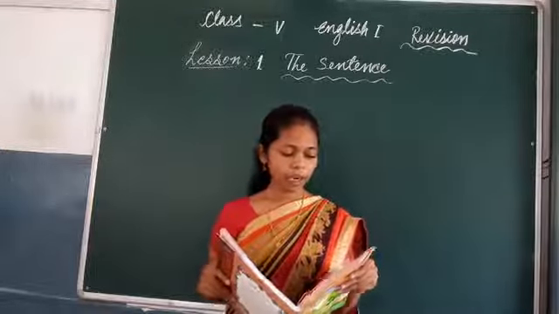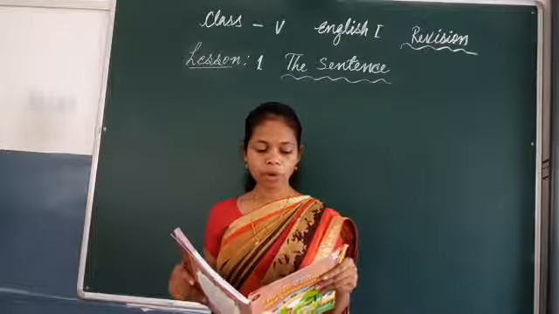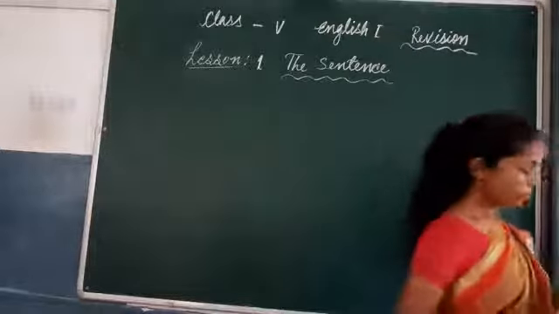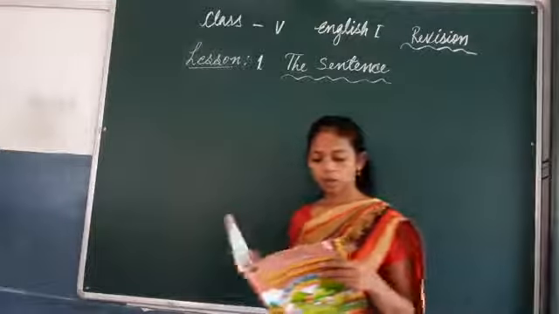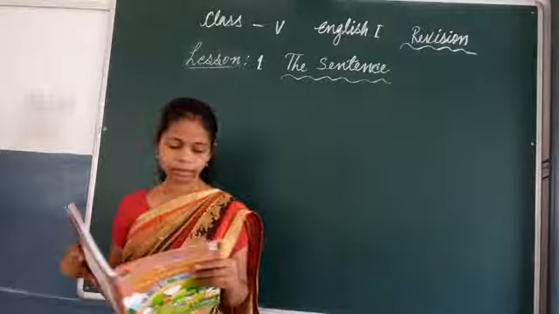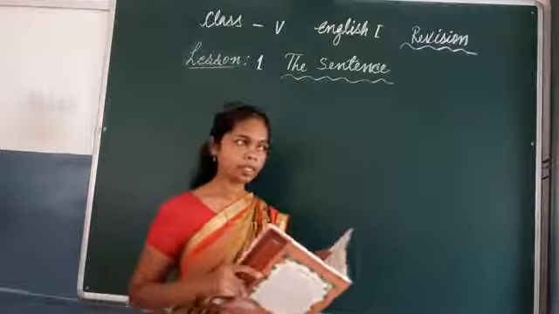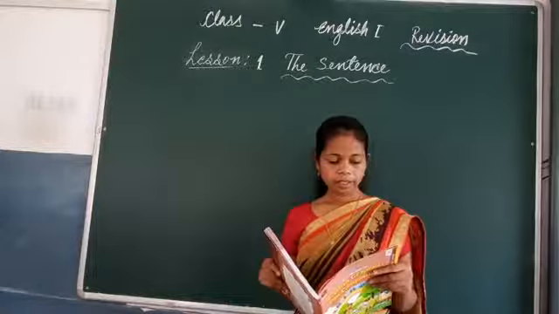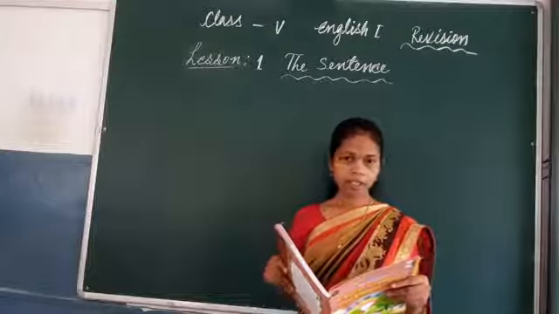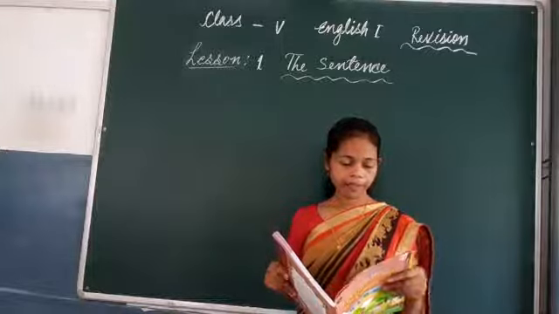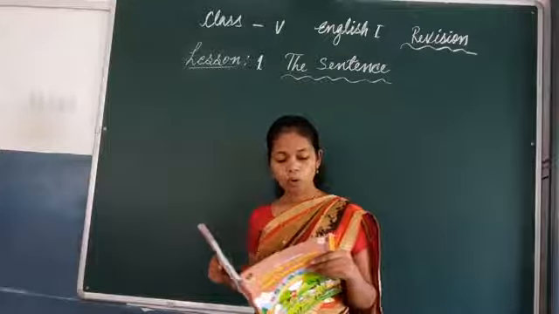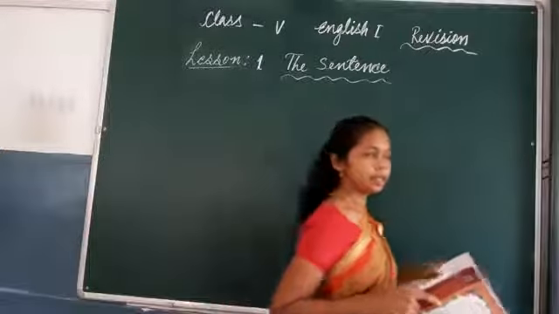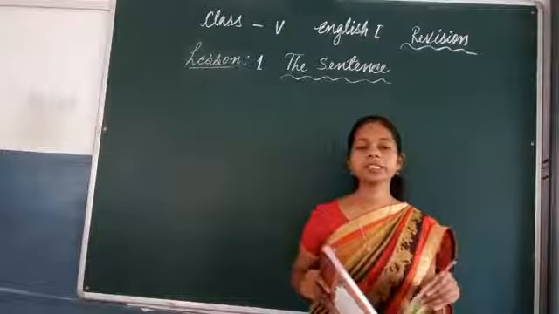So, second exercise. Pick out the sentences from below by putting a tick against them. Okay, first number, on the chair. Is it a sentence? No, it is not a sentence. It is a phrase. Second number, in the end. This is also a phrase. Next, number 3, all that glitters is not gold. It is a sentence. It makes complete sense.